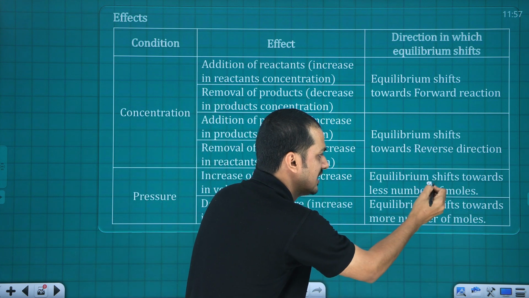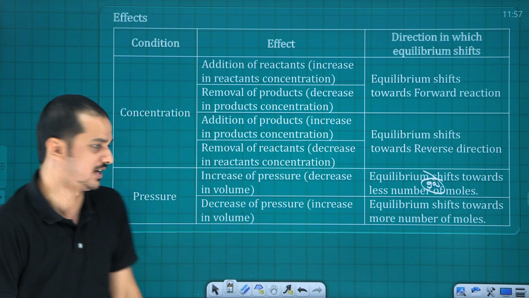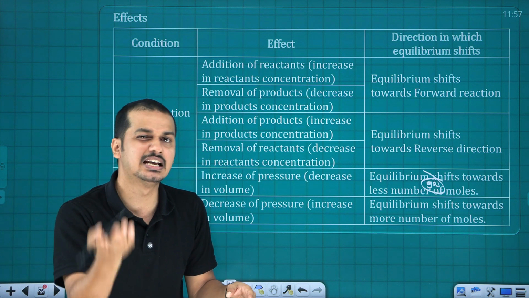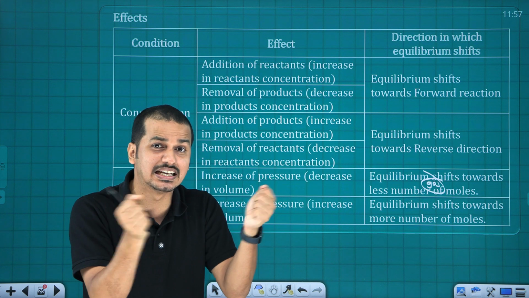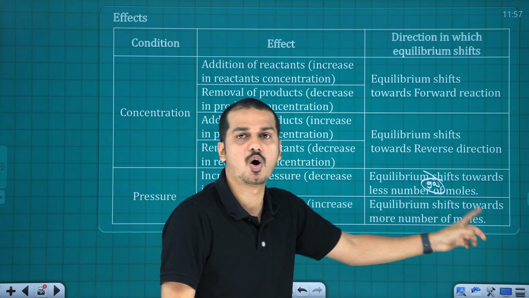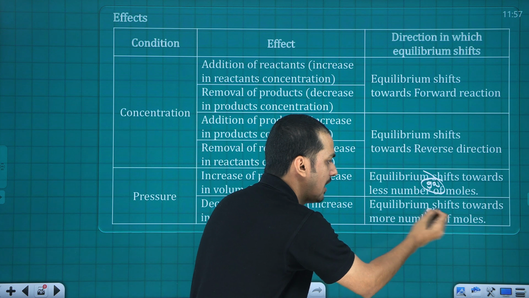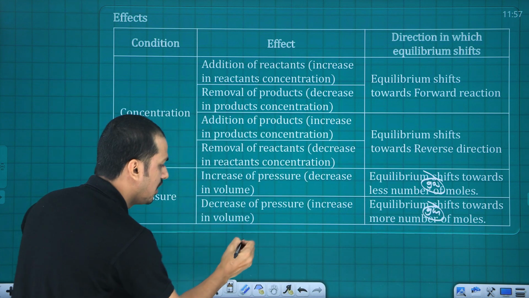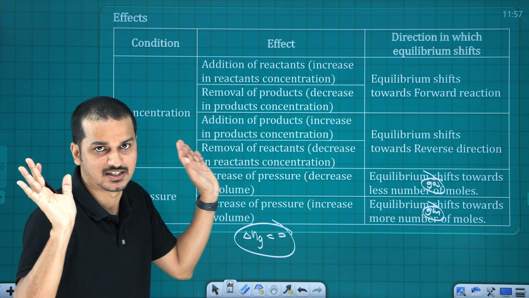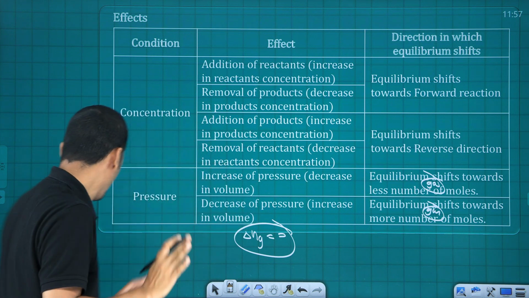Gaseous molecules, that is very important. If you are decreasing the pressure, the system wants to increase it. How can they increase it? By increasing the collisions. Increasing the collisions means the equilibrium shifts towards the side with more gaseous molecules. And one more thing you have to remember: if delta Ng equals 0, pressure has no effect. Okay, that's the idea.